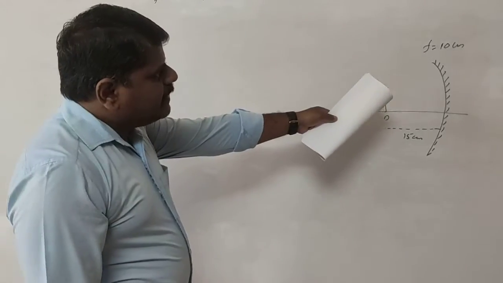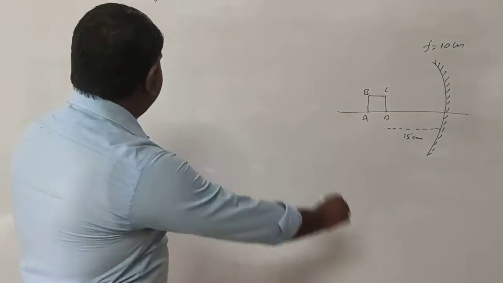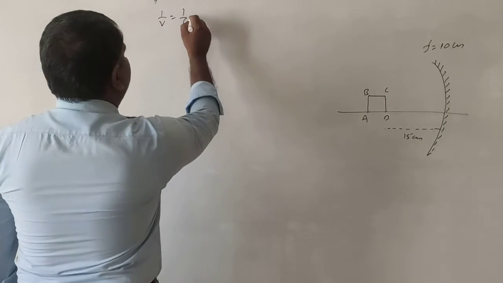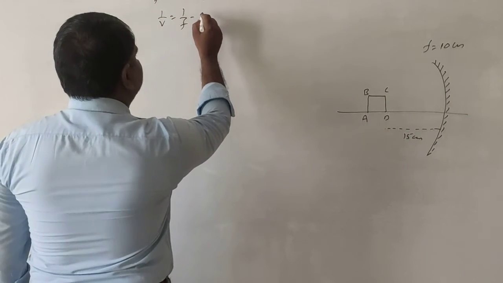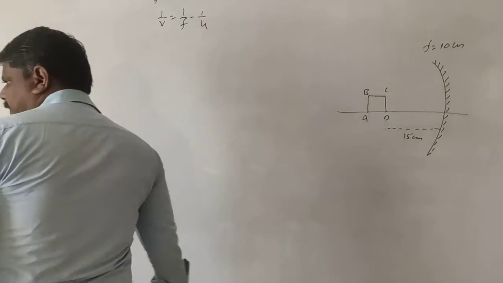Focal length of a concave mirror will be negative, you have to take minus, and the object distance always you have to take minus. That means we have to find out 1 by v. 1 by v is equal to what can we write? 1 by f minus 1 by u, as 1 by u goes to that side, it becomes minus 1 by u.